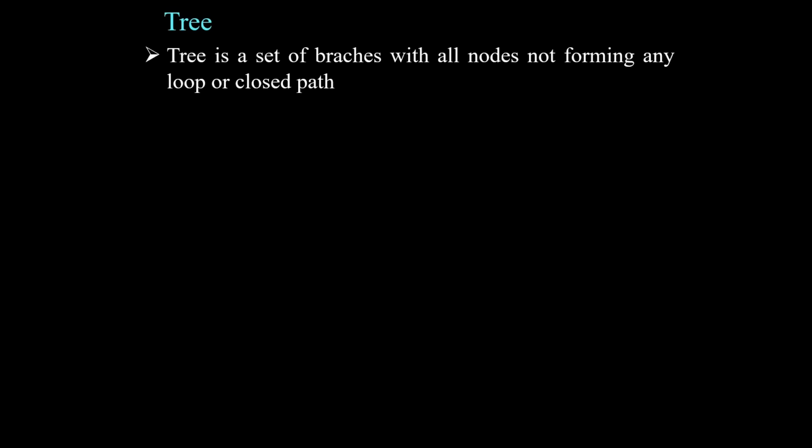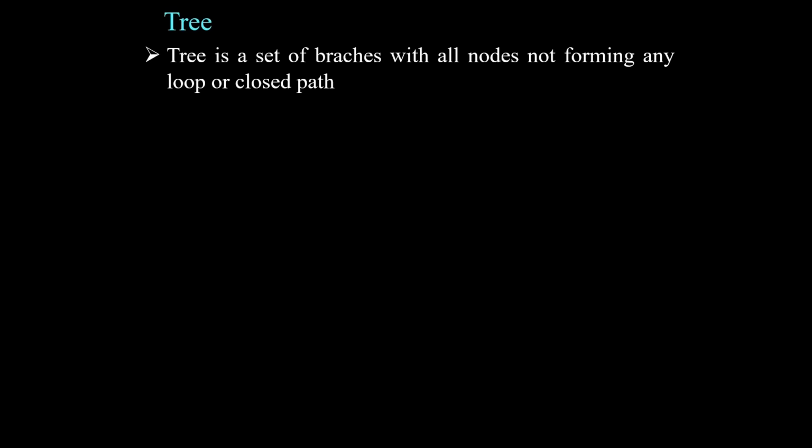Now coming to the tree. As I told you, we are trying to get the matrix notation or the representation of the network using graph theory. That is why first we have learned how to represent the given network into the graph. Then we are going to take two concepts: one is a tree and the other is the co-tree representation. First let us see what is meant by a tree. Tree is a set of branches with all nodes not forming any loop or closed path. It means the tree of any graph contains all the nodes which are present in the graph, but there won't be any closed paths in the tree.